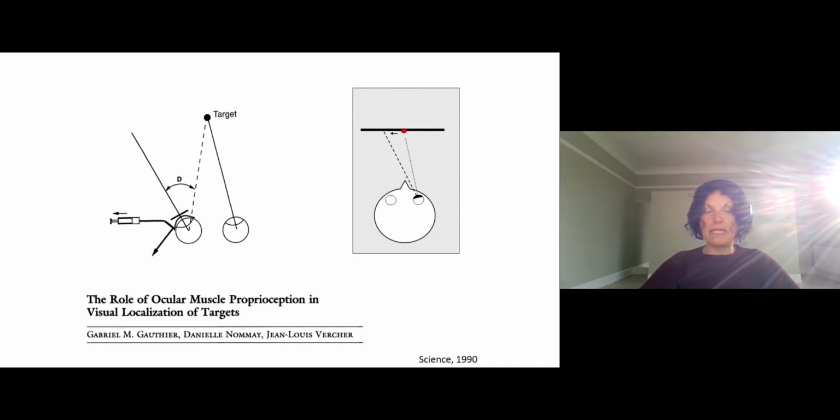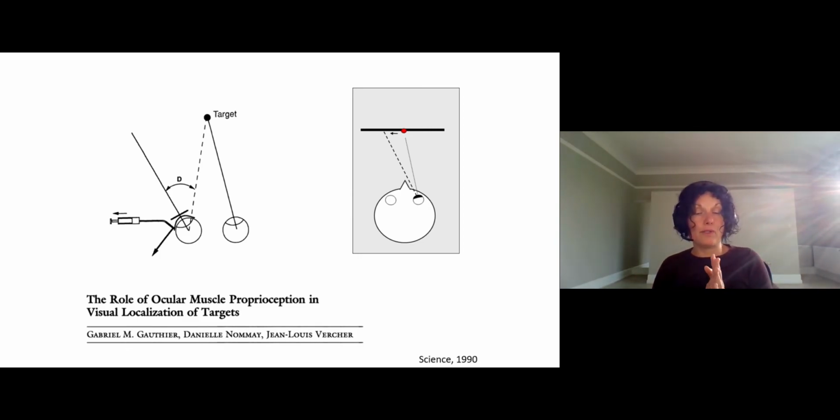The first hypothesis, that ocular proprioception is used for visual localization, was proposed initially by Sherrington more than 100 years ago. However, a very convincing demonstration of this hypothesis was given by Gauthier and colleagues. They used a very neat way of influencing ocular proprioception, and the scheme of their methods is given here.